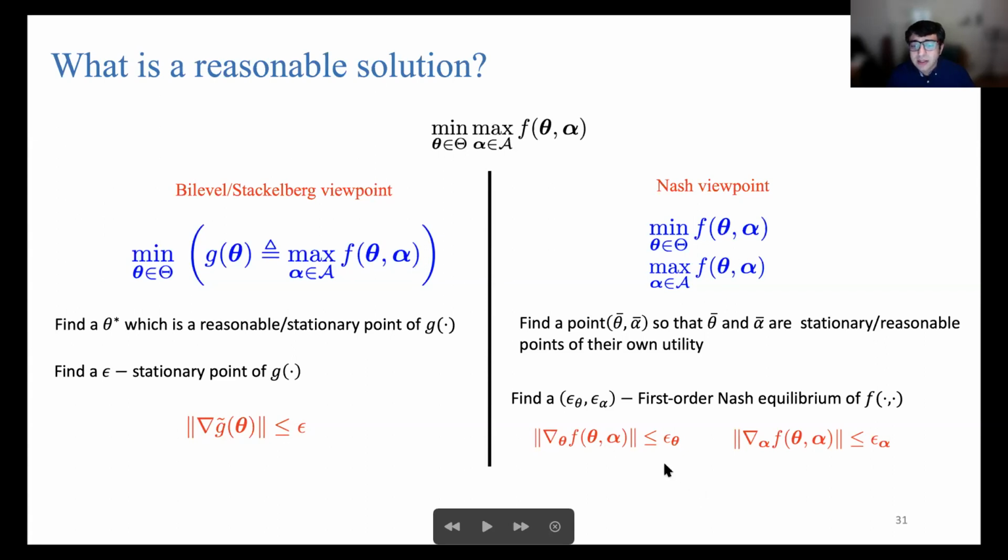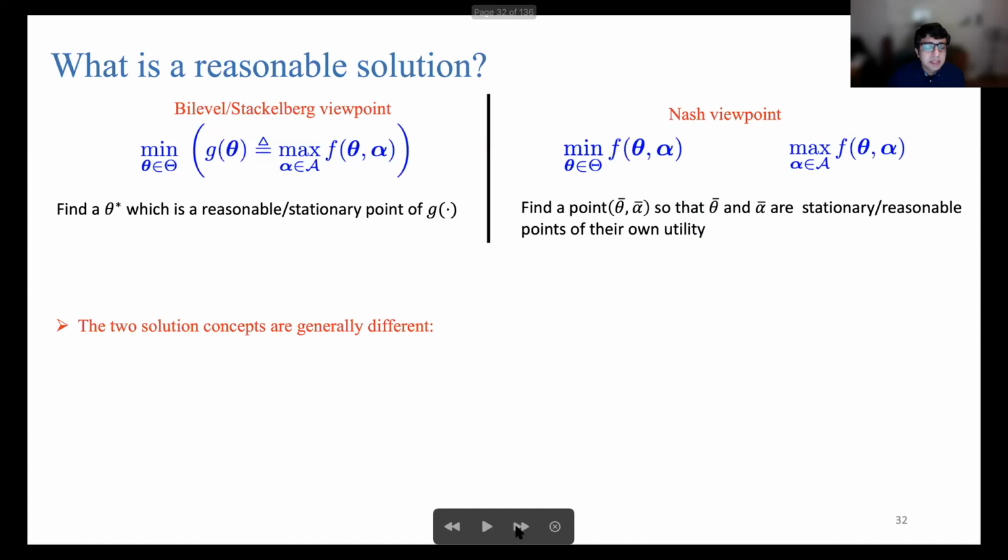On the right-hand side, on the other hand, we can look at the first order Nash equilibrium of F, which means that you are almost stationary with respect to theta and alpha. Sorry, there should be bars here. If we fix the other variables, so if I fix alpha to be alpha bar and take the derivative with respect to theta, the gradient norm should be less than or equal to epsilon. The gradient norm with respect to alpha should also be less than or equal to epsilon. And again, if you have constraints, I can replace these with the proximal gradient norms.